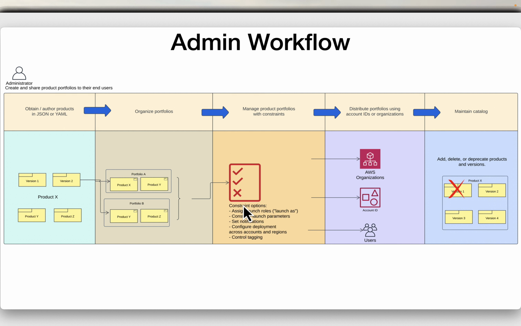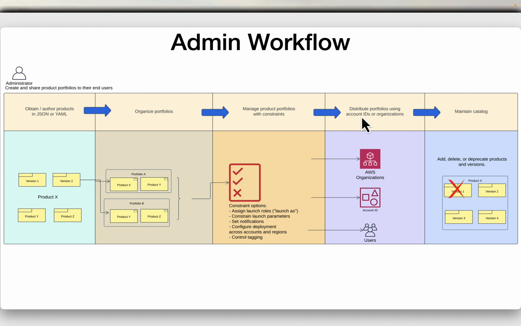So you add some constraints such as assign launch role, launch as action. Then you constrain launch parameters, for example, which EC2 instance types, how much cost or whatever. Set notifications, configure deployment across accounts and regions, so which accounts and regions it can be deployed at. So those are called constraints. And also you control tagging.